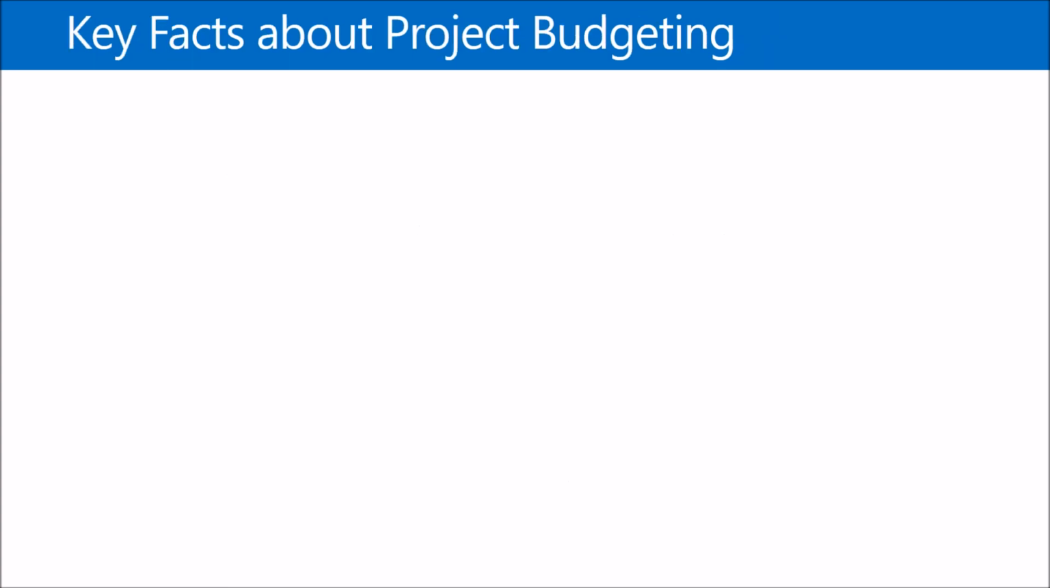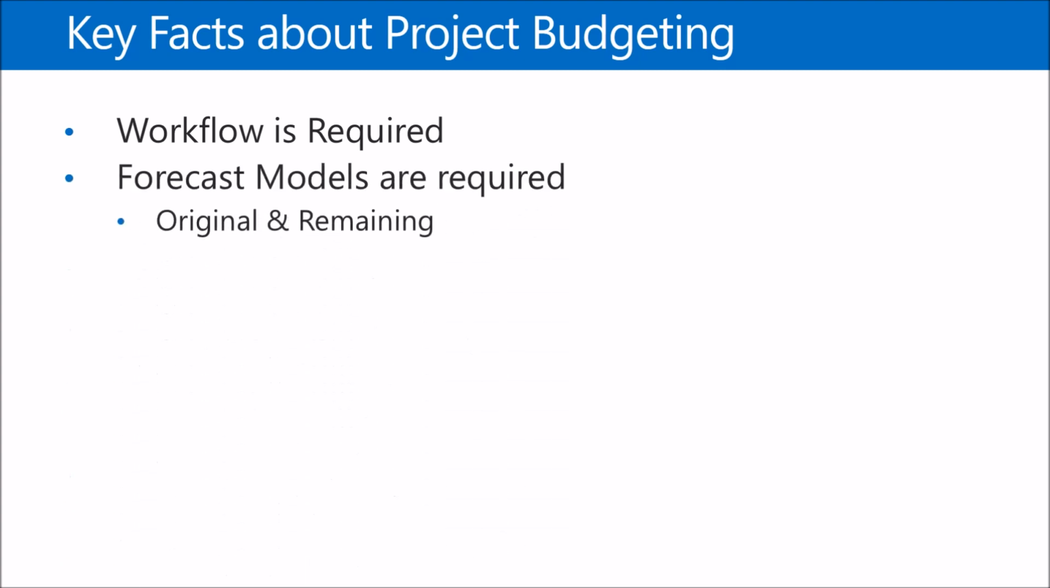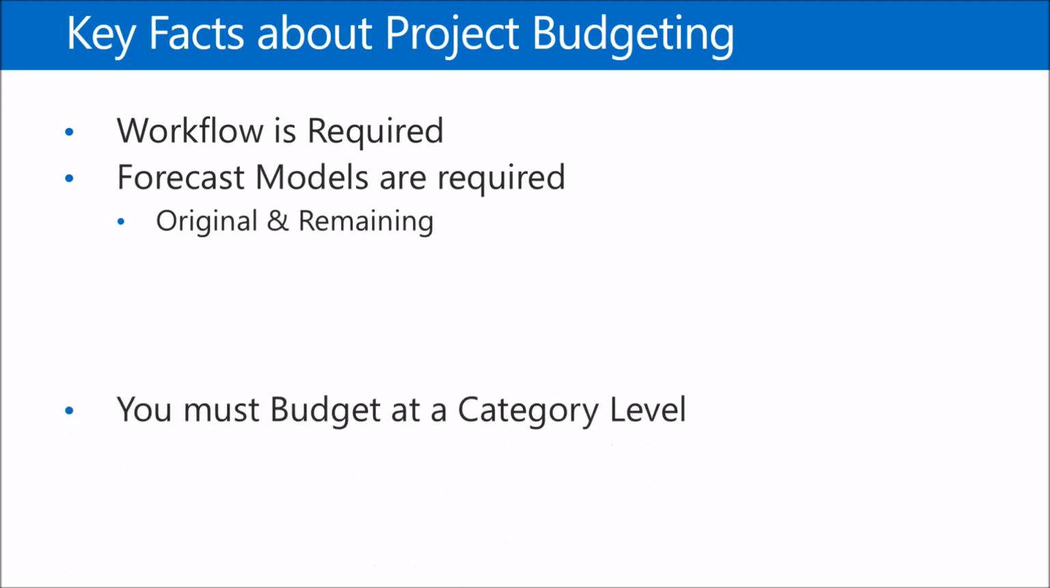All right, just some key facts about project budgeting that I wanted to go through. The first one is workflow is required. When you are using the budgeting functionality, whether it's the original budget or a budget revision, you are required to use workflow. So you have to set up and configure workflow in order to use project budgeting. The next thing to know is that forecast models are required, and we'll talk about those downstream. But in a nutshell, they're the container for all your budget information or forecast information. And you have to set up two of them, an original and a remaining.